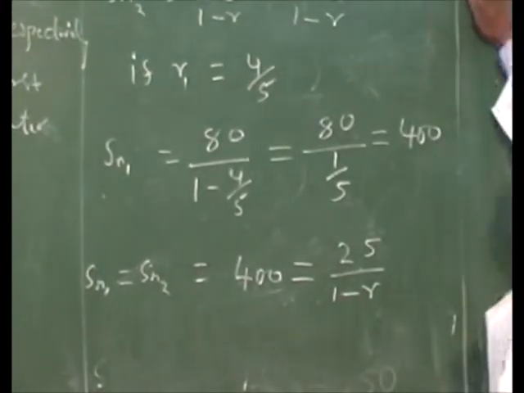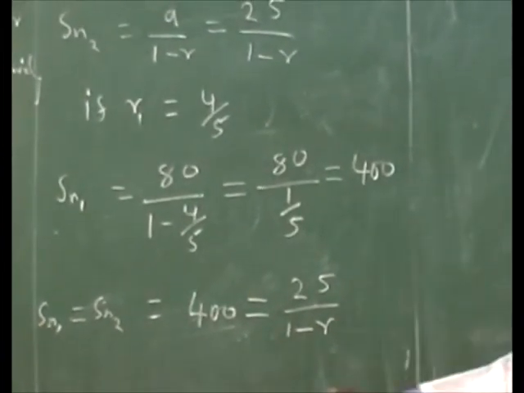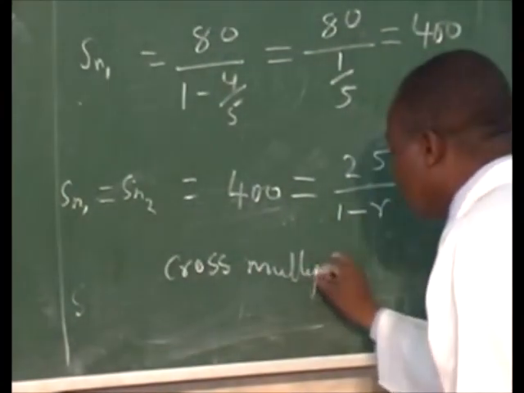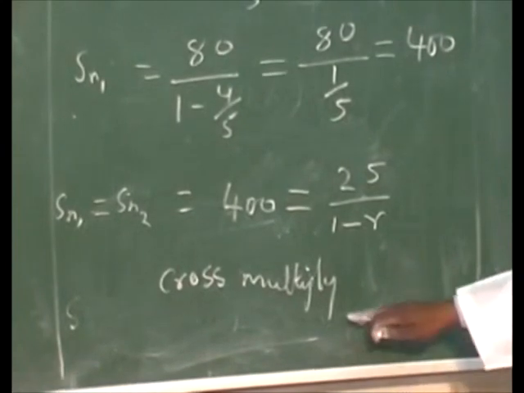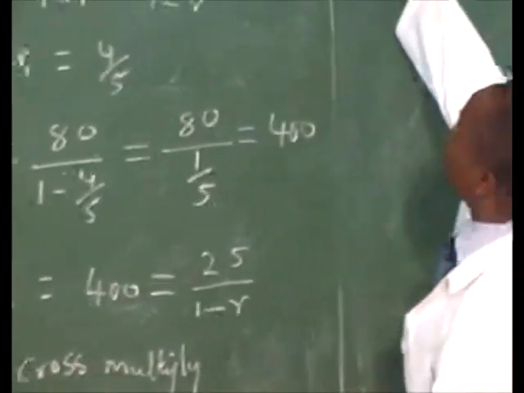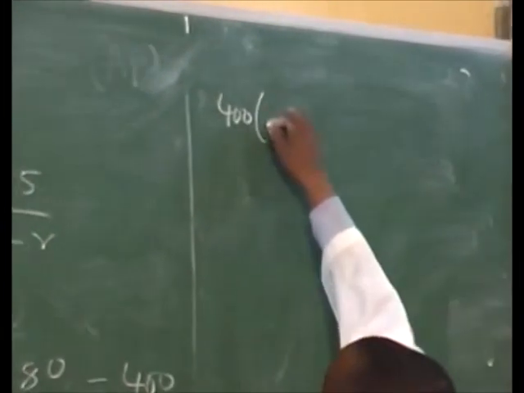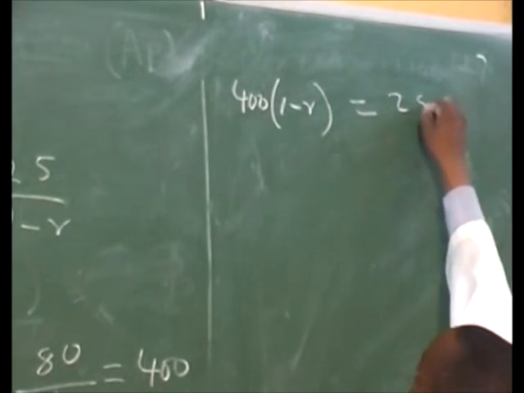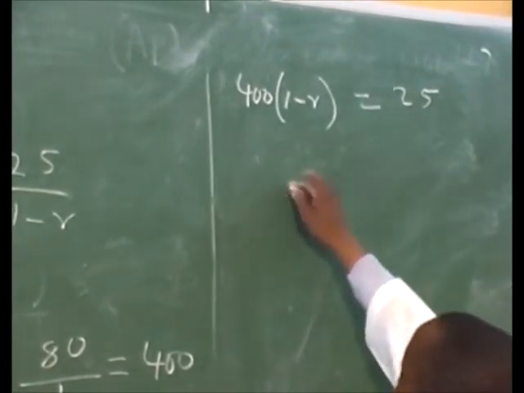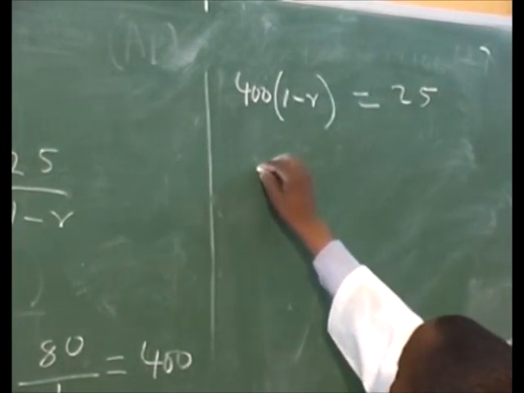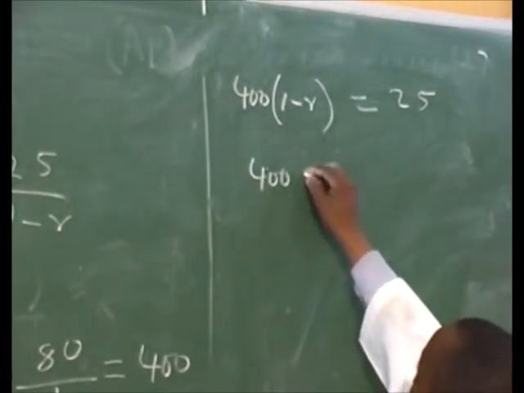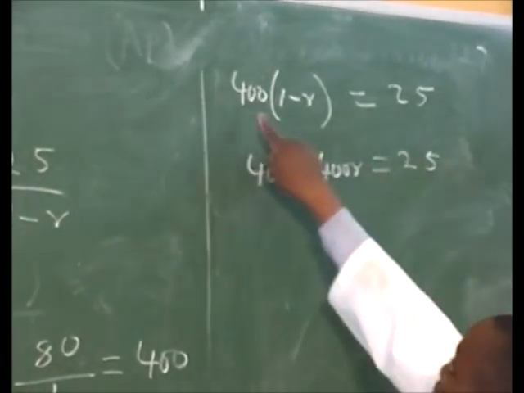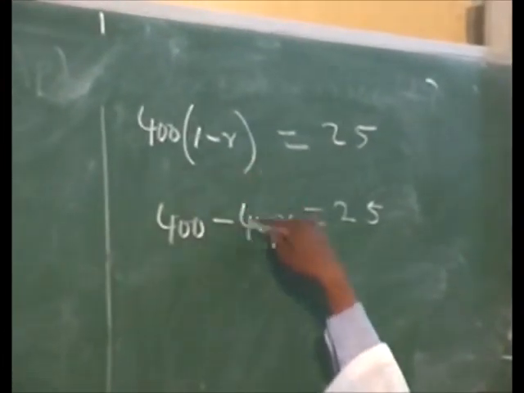So how do we do this? We can now cross multiply. If you cross multiply that, you will have 400 times 1 minus R, that is this times this, will be equal to 25. So that 400 minus 400R will be equal to 25. I'm using this to times the bracket.